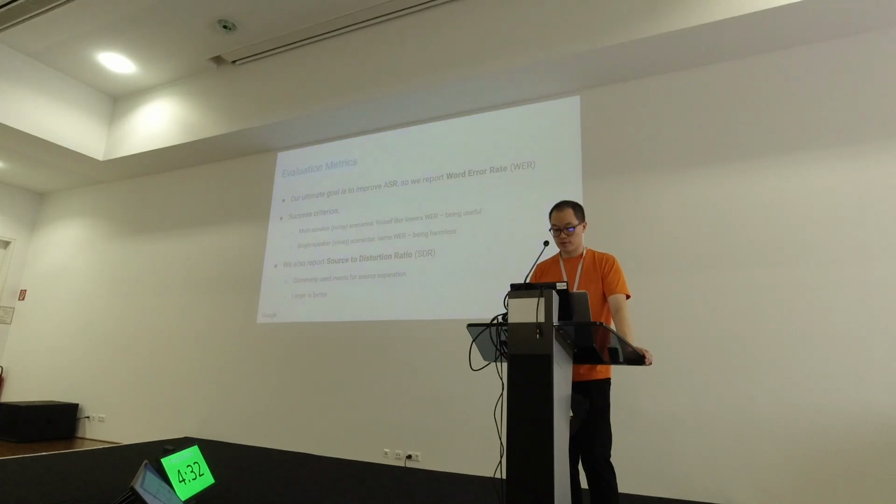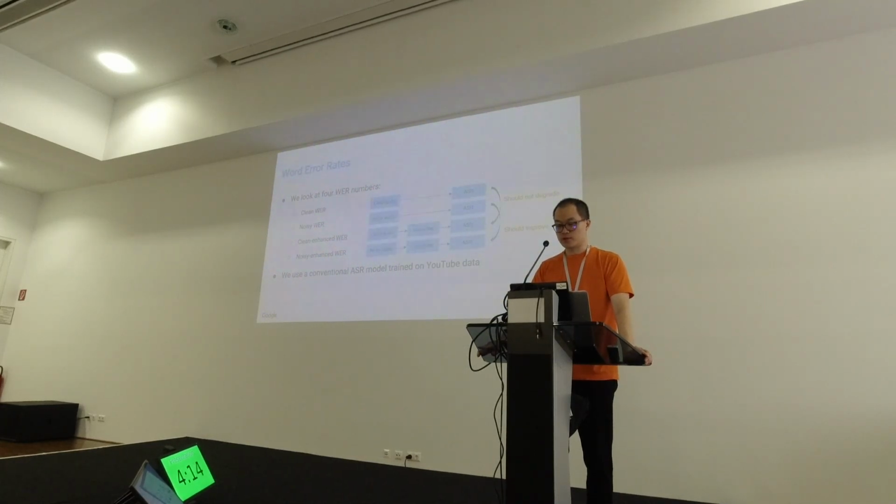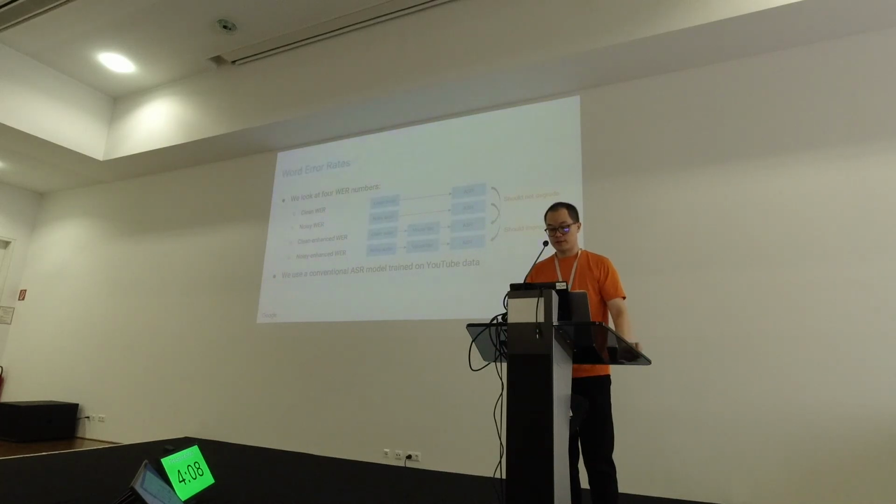Source to distortion ratio is about the quality of the enhanced audio. It's a popular metric in source separation, so we also use that. For the word error rate, we are going to look at 4 numbers for each experiment. The clean word error rate with and without voice filter, and the noisy word error rate with and without voice filter. We hope that after we use the voice filter, clean word error rate is the same, and the noisy word error rate is lower.